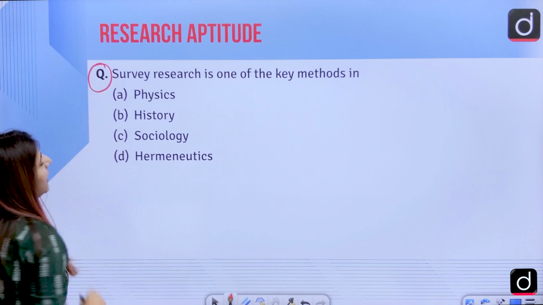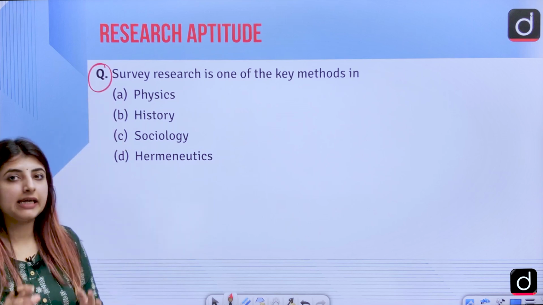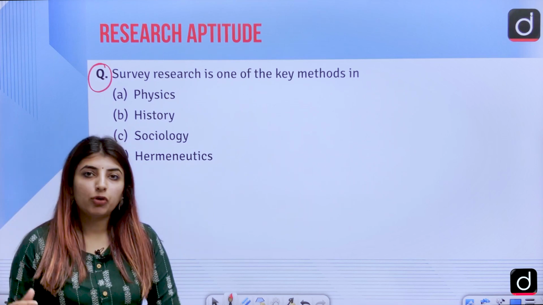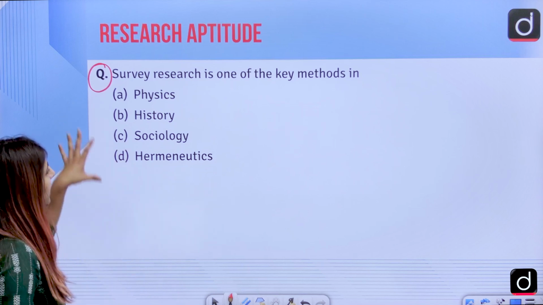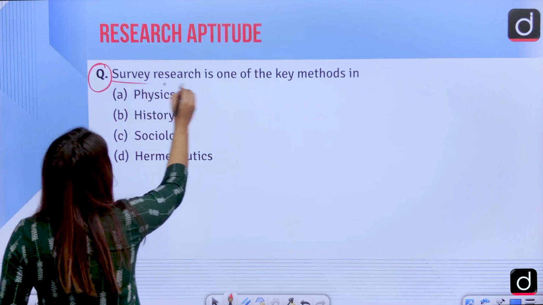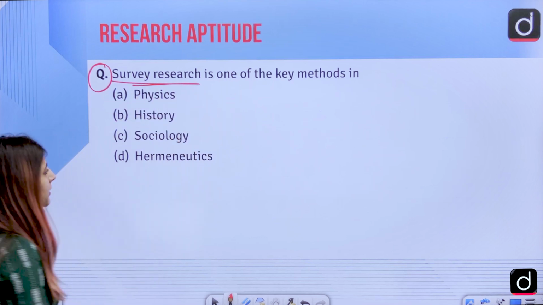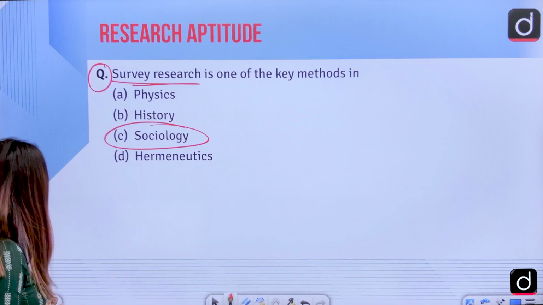So question number 1 that we have here is, survey research is one of the key methods in, so as I told you, you can pause your screens, try to answer the question and then look for the solution. The answer to this question is option C, that is survey research is one of the key methods in sociology, right? Sociology or sociology, how do you want to pronounce it?